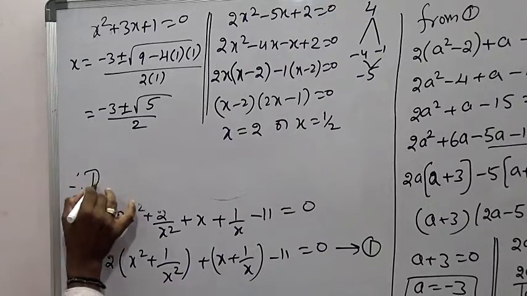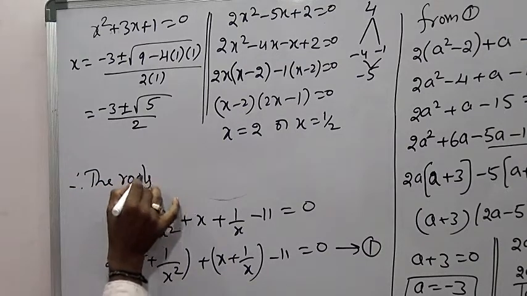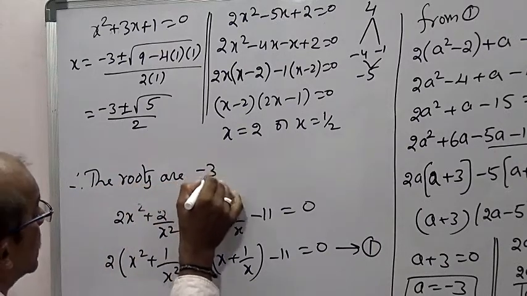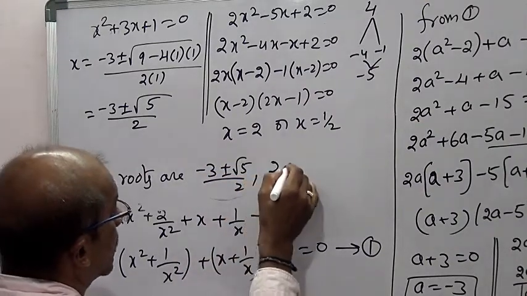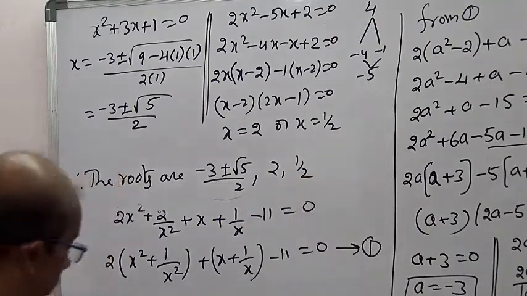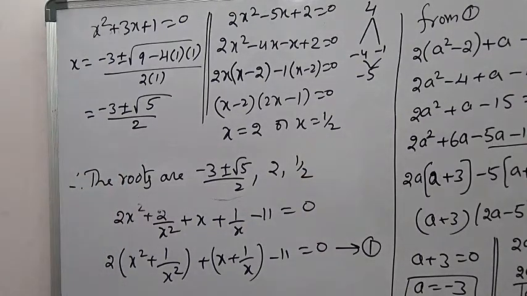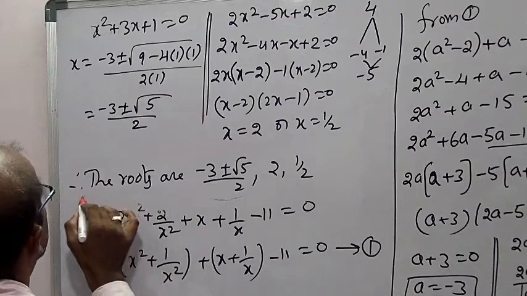Therefore the roots are minus 3 plus or minus root 5 by 2, 2, and 1 by 2. This is the final answer.